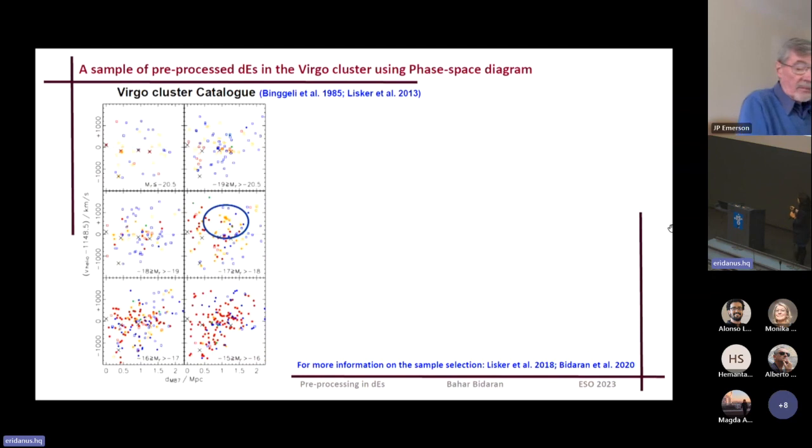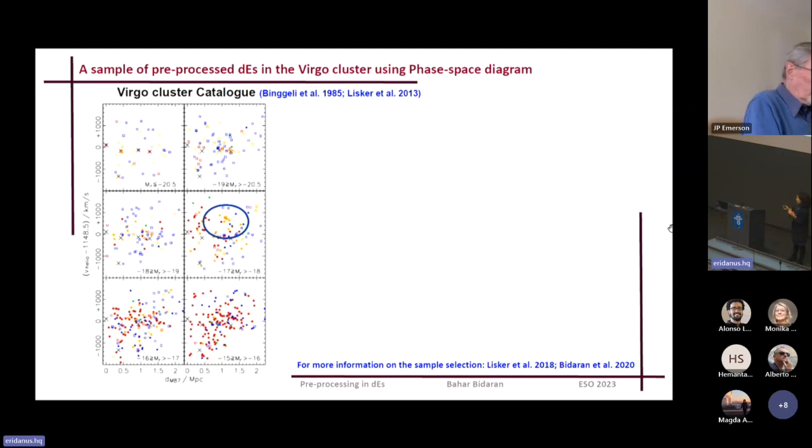And according to their statistical studies, which are perfectly explained in Lisker et al. 2018, and I will not go through that, they figured out that in this particular part of the phase-space diagram, for galaxies between -17 and -18, there is this suspicious gathering of 9 early type dwarf galaxies. It means that all these 9 galaxies have similar velocity and similar distance to the center of Virgo. This was suspicious, and this could be a candidate of pre-processed galaxies, galaxies that came all together.